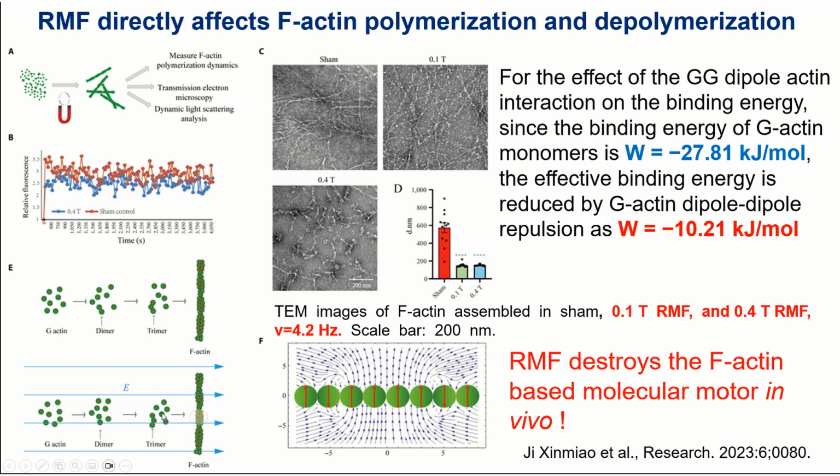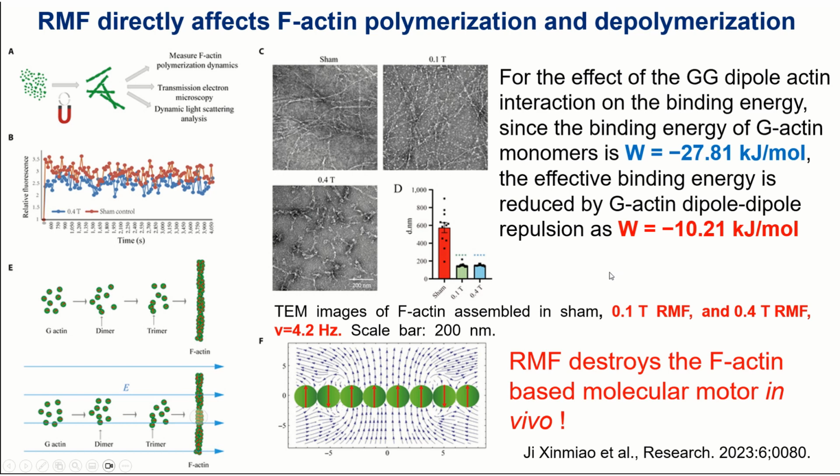So, without a magnetic field, G-actins assemble in F-actin filament-like manner that is shown in the figure on the screen. In case of the electric field, the dipoles with the same orientation can be incorporated into F-actin, but in this case, the dipole-dipole repulsion decreases the binding energy from 27.8 kilojoules per mole to 10.2 kilojoules per mole.